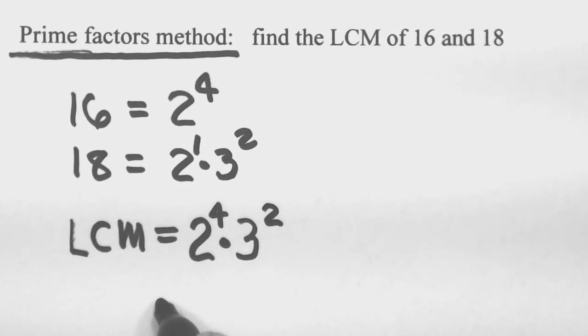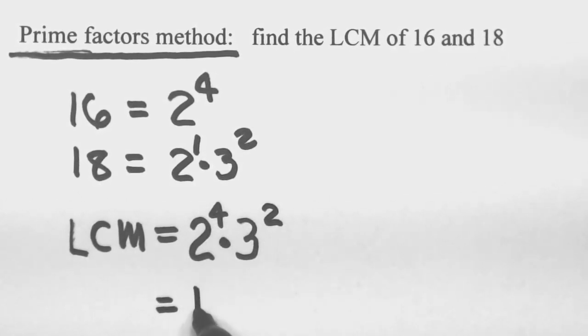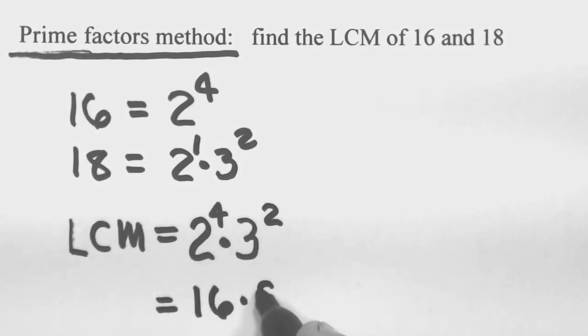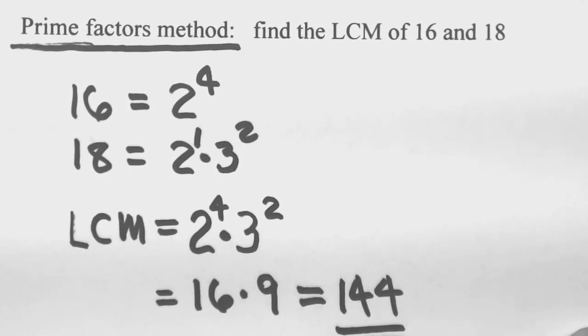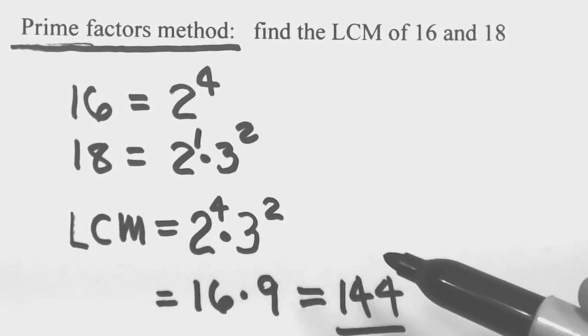All we have to do is put it back together. 2 to the 4th is 16, times 3 squared is 9. What's the LCD or LCM of this? Well, 6 times 9 is 54, carry the 5. 1 times 9 is 9 plus 5. 144 is the lowest common multiple for these, and we found it by the prime factors method.